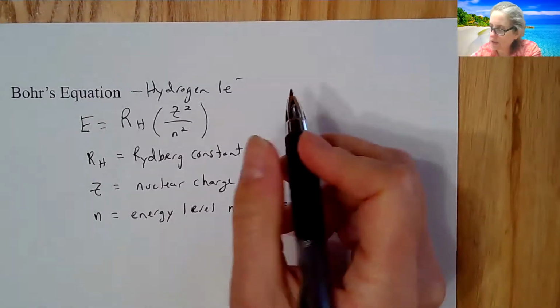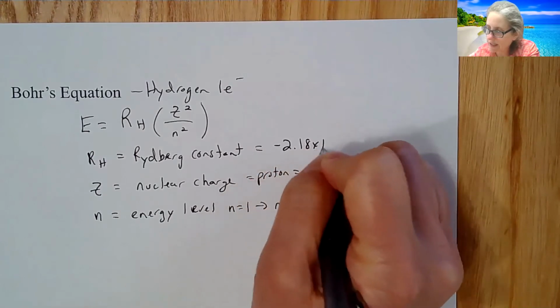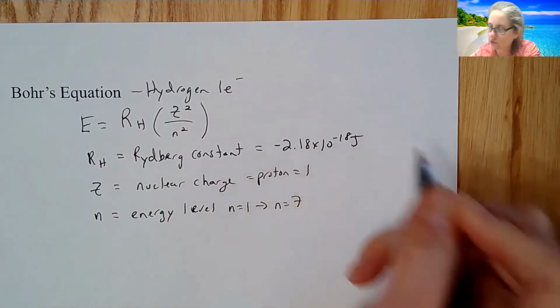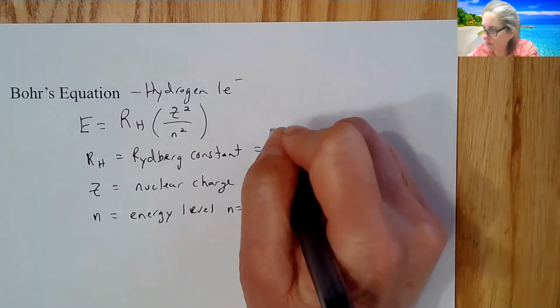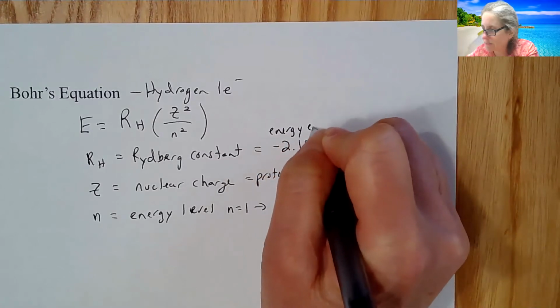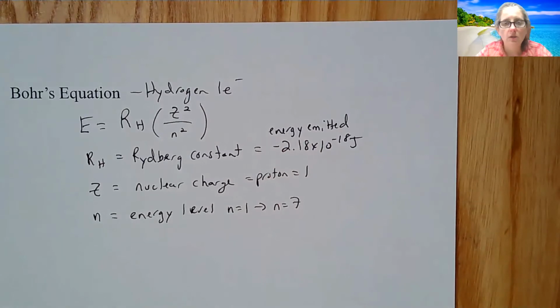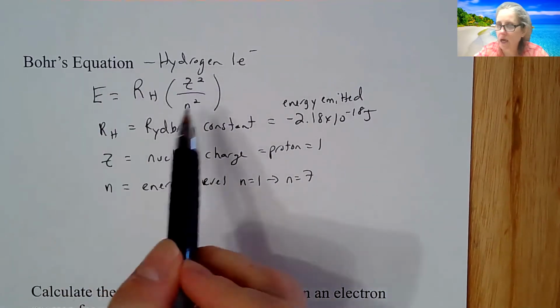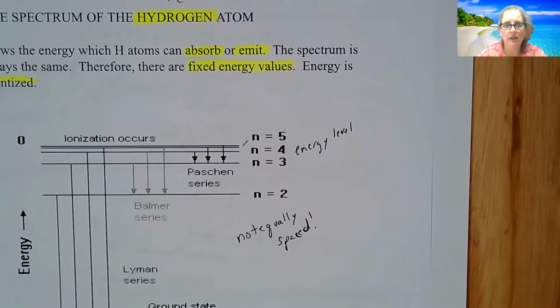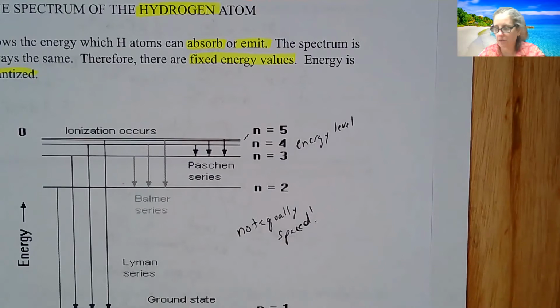So going back to the Rydberg constant, I will give this to you. It is a negative 2.18 times 10 to the negative 18th joule, okay? And you might be saying, well, why do we have it as a negative? Well, we're saying that energy is being emitted. We're always talking about the energy coming out. So that is why you will see the Rydberg constant is given as a negative value. So I could calculate an energy quantity for each one of these energy levels.